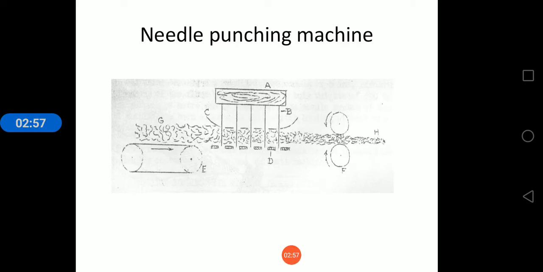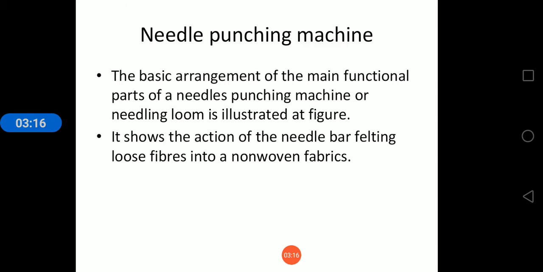machinery. In this needle machinery, the needles are fitted into the top edge of the needle punching machine. By the to and fro motion only, the fibers move forward to the laying of this type of D laying system. After that the withdrawal rollers take off. The basic arrangement of the main functional parts of the needle punching machine or needling loom is illustrated. It shows the action of the needle bar felting loose fibers into a nonwoven fabric.